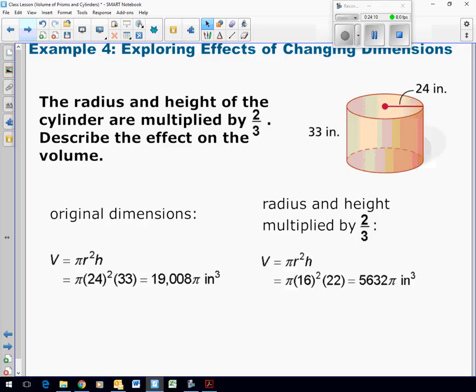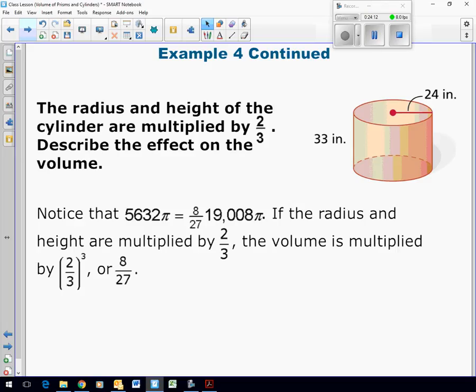Now it wants you to describe the effect. Well, here we go. 5632 pi equals 8/27 of 19,008 pi. If the radius and the height are multiplied by 2/3, the volume is multiplied by 2/3 to the 3rd power, or 8/27. Okay?